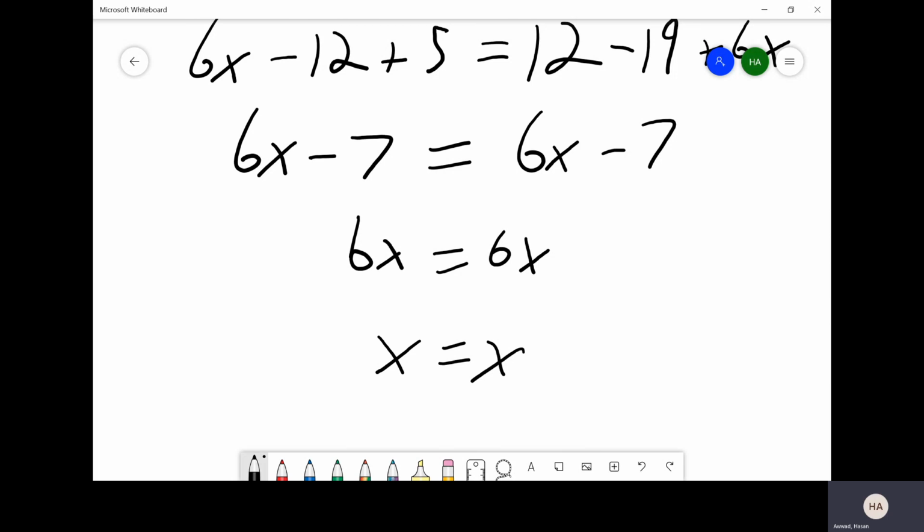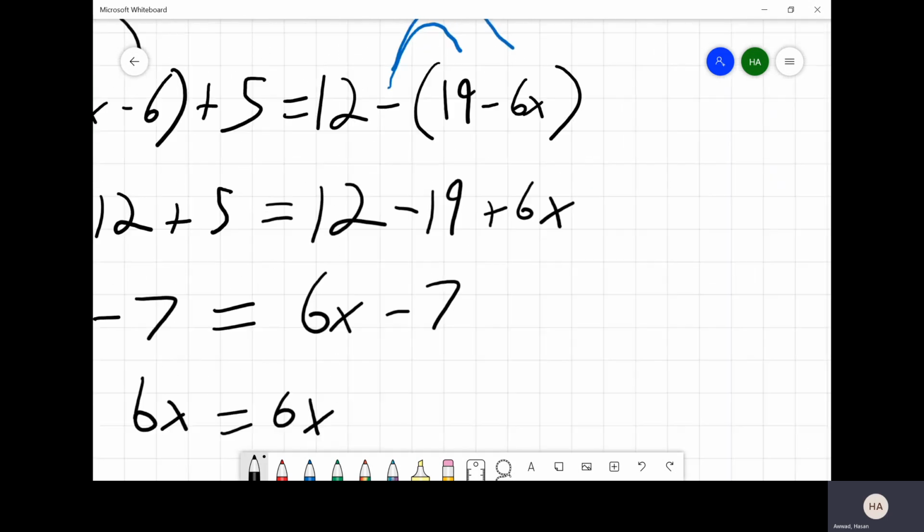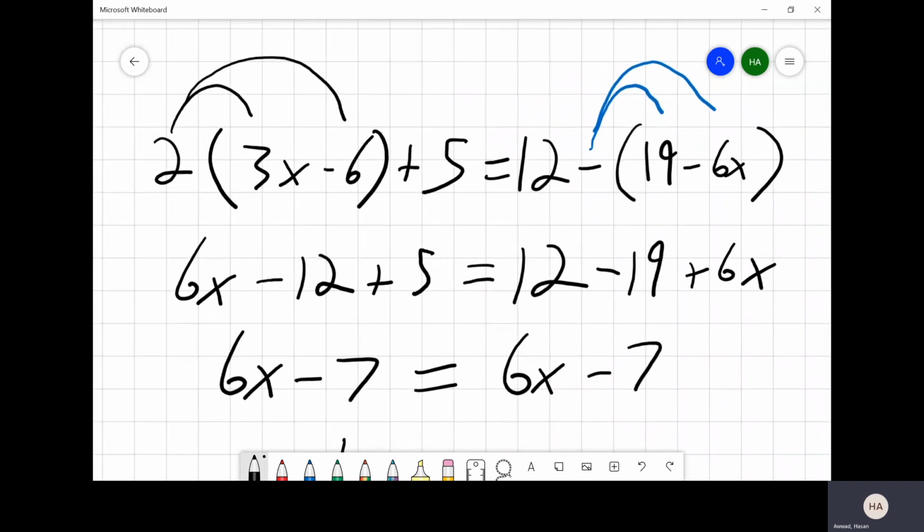So now we have just shown that this is an identity linear equation. And the reason is because x can be any number and not affect the total outcome. Let's go ahead and try one example of x being any number. Let's say x is going to be equal to, I don't know, a nice easy number.